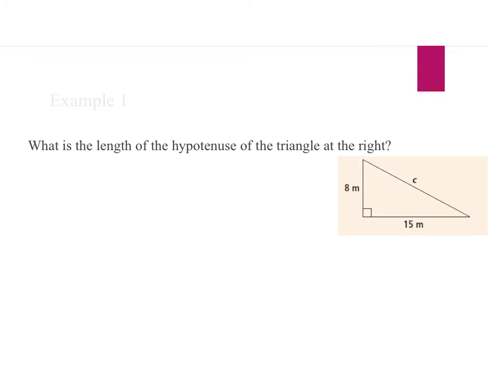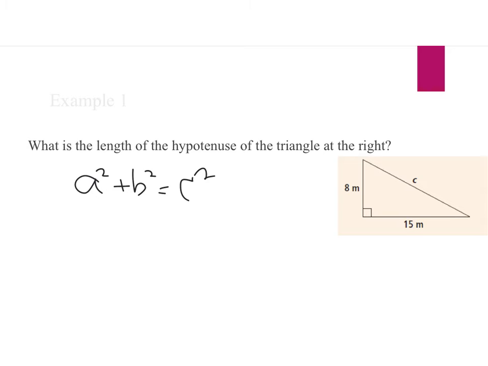For example 1, it says, what is the length of the hypotenuse of the right triangle? Notice we have our right angle here. I have side length 1 and side length 2, or leg 1 and leg 2. So the relationship, again, if you recall, is a squared plus b squared equals c squared.